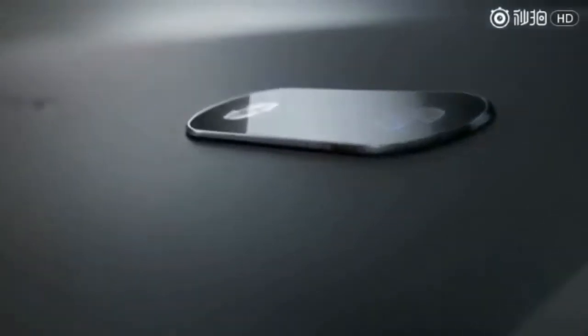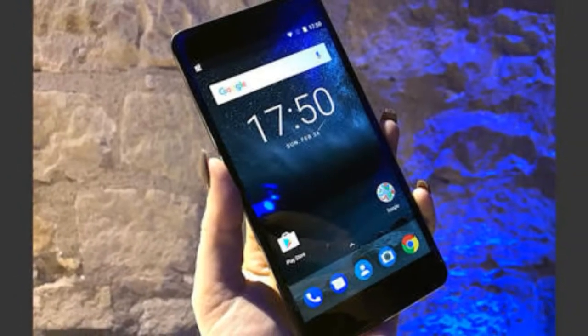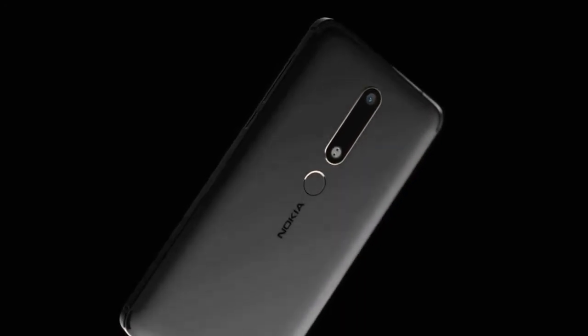Both have IPS LCDs, 5.5 inches, 1080 by 1920 pixels, 16 by 9 aspect ratio, Corning Gorilla Glass 3. Both have Android 7.1 Nougat, with a planned upgrade to Android Oreo.